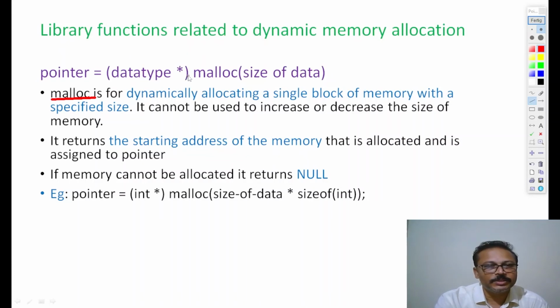So within the parentheses, you have the data type. That means the data type of the elements to which the pointer is pointing. So it can be int, float, double, or it can be structure also. So we'll see how to do it with the structure, maybe at the end. So pointer equal to data type star malloc of size of data. So the example is like this. Pointer equal to integer star malloc size of data star size of integer.